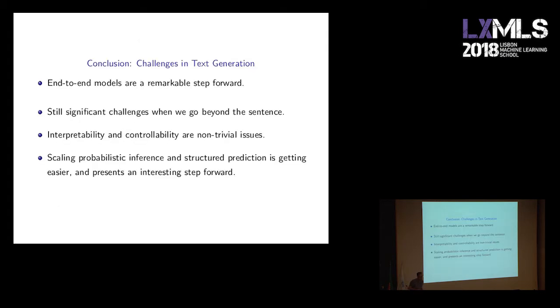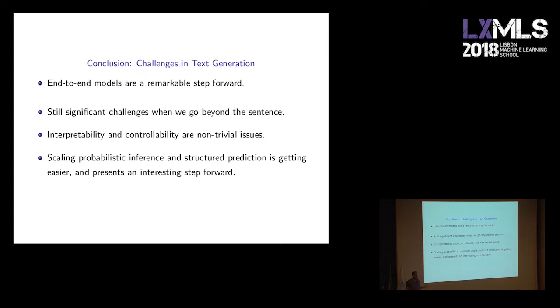Cool. So in conclusion, I've talked about some of the challenges of neural text generation. I want to convey that I still think these end-to-end models are a remarkable step forward. There's things that we couldn't even begin to work on before, but can now. But I still think there are significant challenges in this space, particularly going beyond a sentence, and particularly working with non-ridiculous amounts of training data.